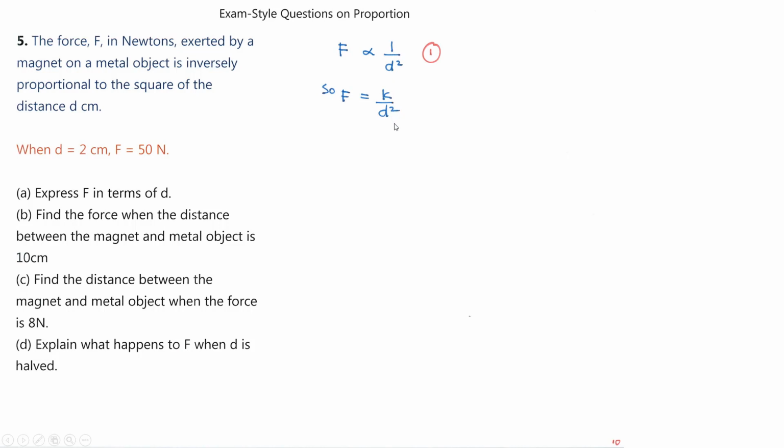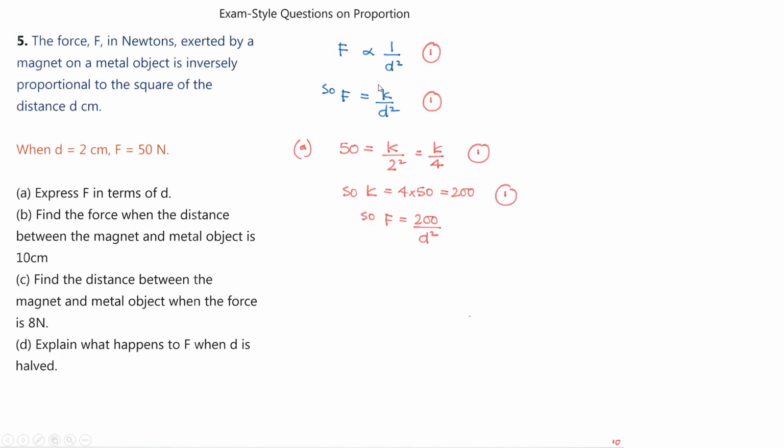k over d squared. So basically we're saying the formula is going to look like this. F will be some amount divided by d squared. Just like before, we have to find out what k is by putting in the red section. d is 2 and F is 50. So put it in. 50 is k divided by 2 squared, which is k divided by 4. And if k divided by 4 is 50, then k will be 4 times 50, which is 200. So we've got a formula now, which is that F is 200 divided by d squared.